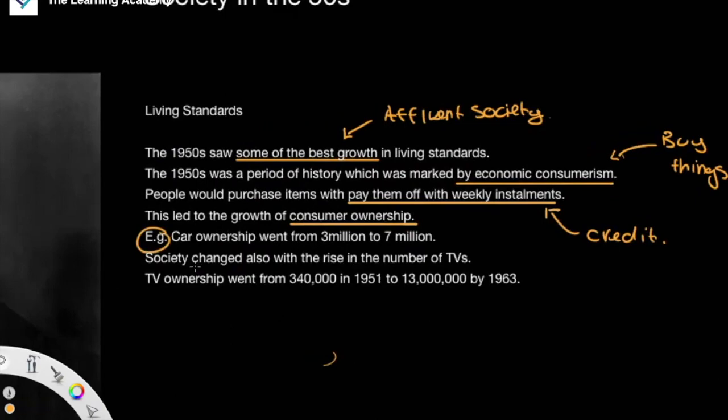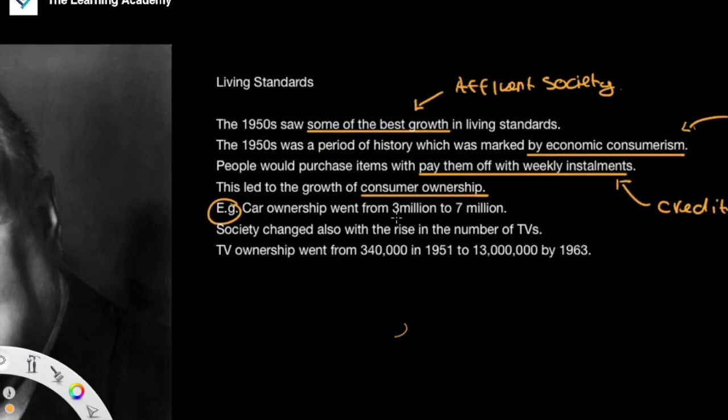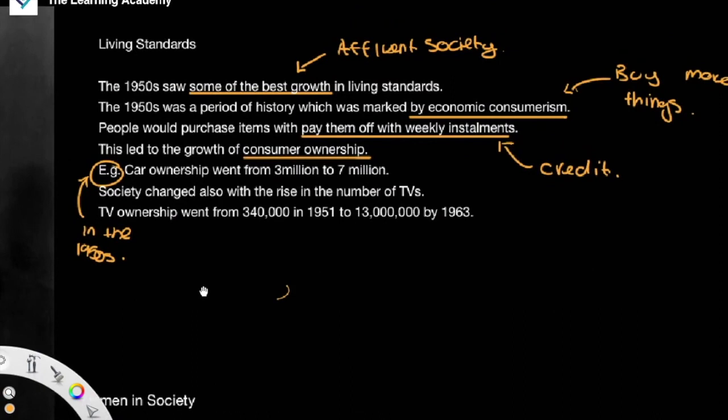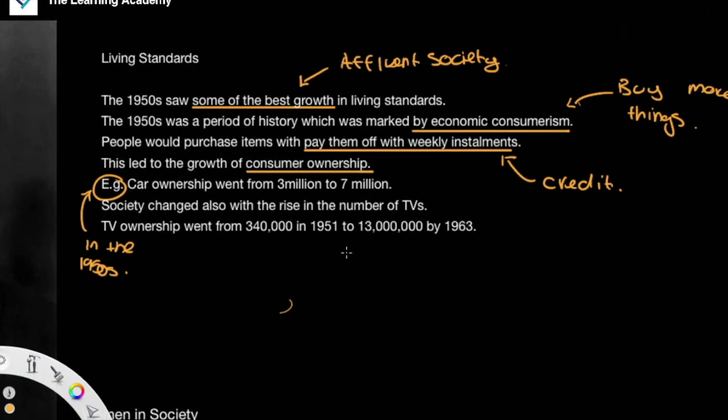Car ownership went from 3 million to 7 million in the 1950s, which is incredibly important. One of the biggest changes in society in terms of consumer ownership, and also in the way culture changed, was the number of televisions that were bought.